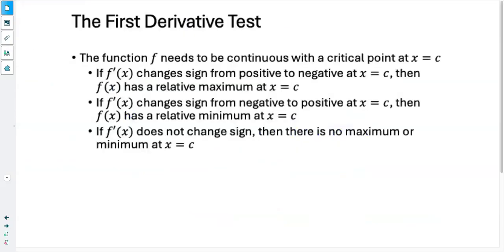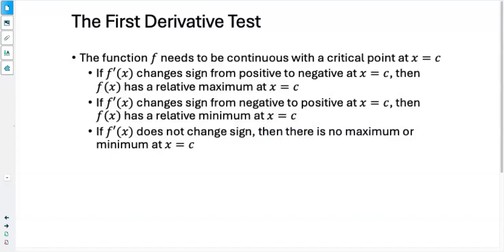This brings us to what's known as the first derivative test. The function f needs to be continuous with a critical point at x equals c. If f prime of x changes sign from positive to negative at x equals c, then f of x has a relative maximum at x equals c.